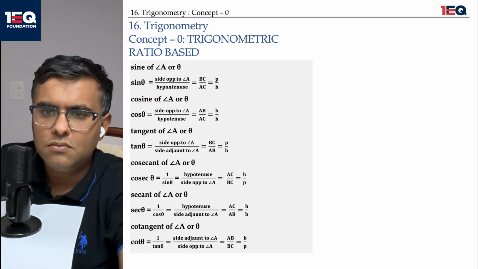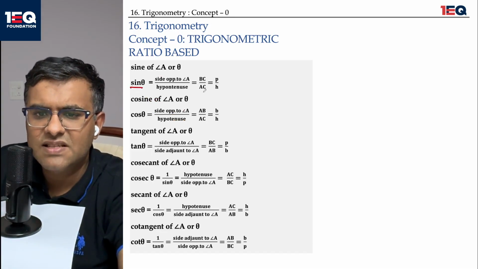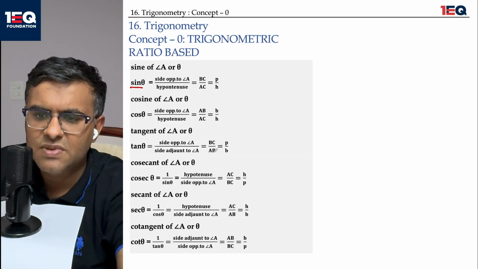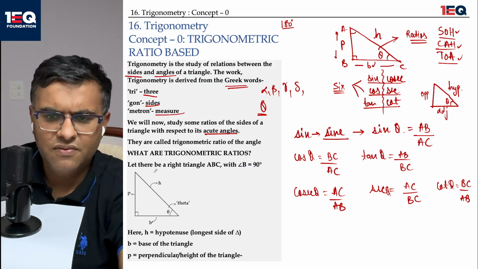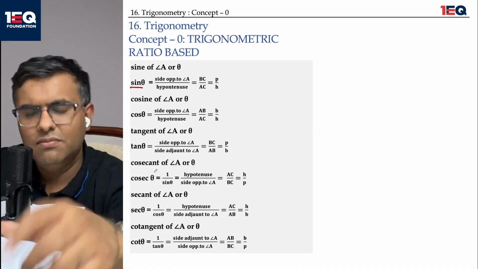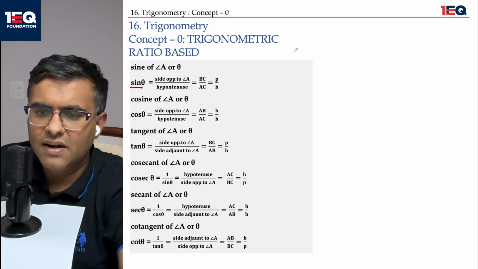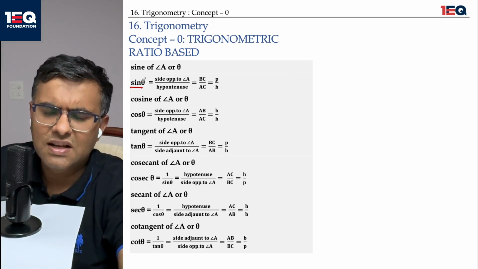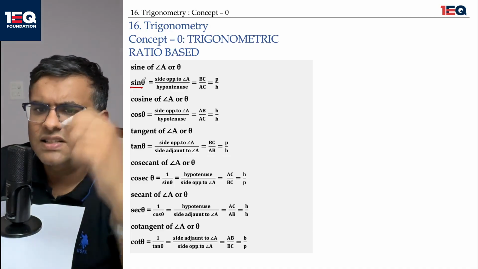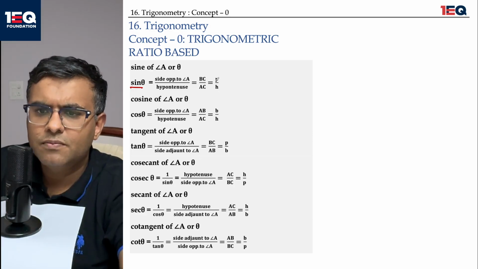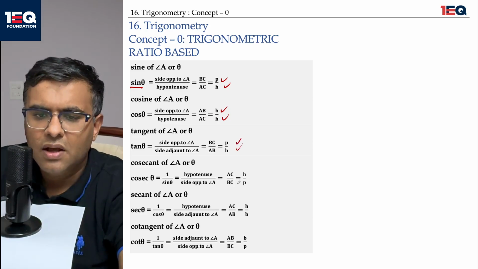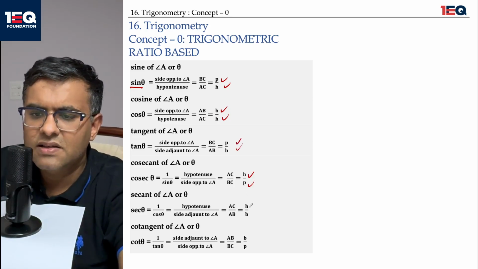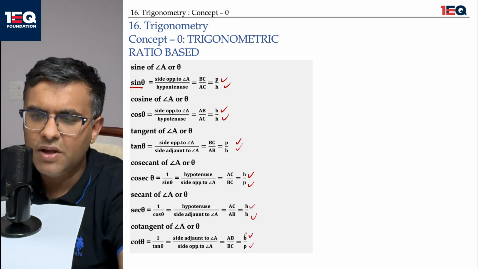Moving forward, this is the same thing which I have taught. Sine is BC upon AC, cos is AB upon AC, tan is BC upon AB. Let me check. They've used a different one, but whatever I've taught is definitely valid. The only point is that sine is called p upon h, cos is called b upon h, tan is called p upon b. Cosec is called h upon p, sec is called h upon b, and cot is called b upon p.